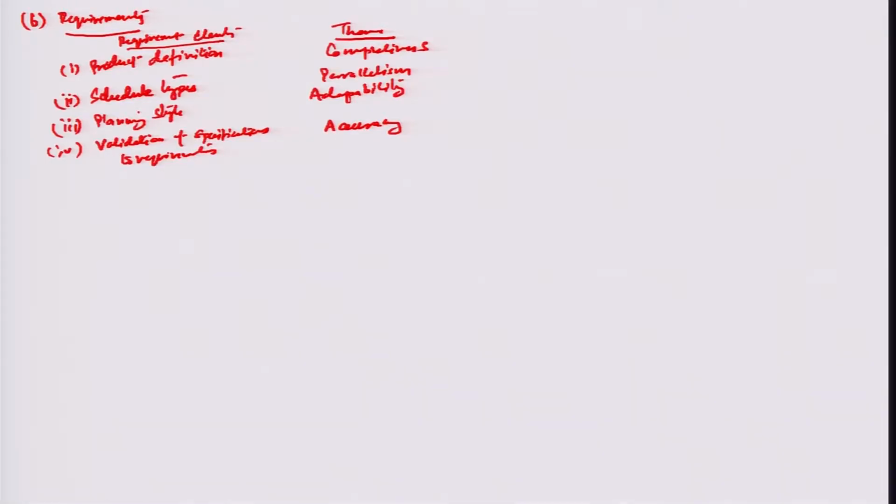So, what the CALS model says is that you can plan the various requirements in terms of sub elements, namely these four: product definition, schedule types, planning styles, and validation of specifications to requirements, based around certain themes, just as you did in the case of organizational elements. Okay. So, you are doing some things related to the products and schedules and the planning needed.